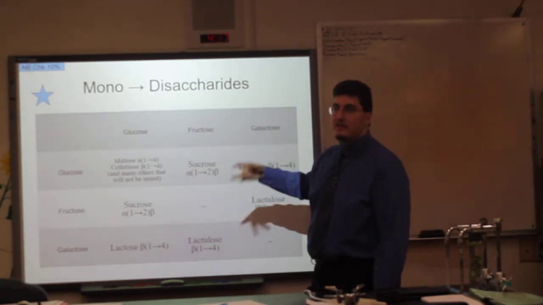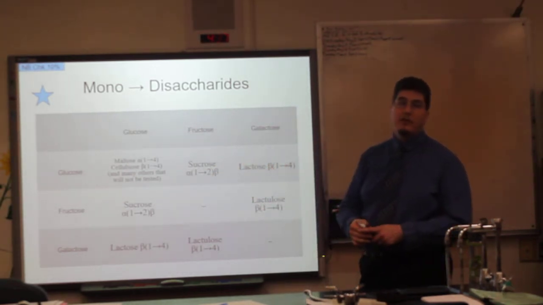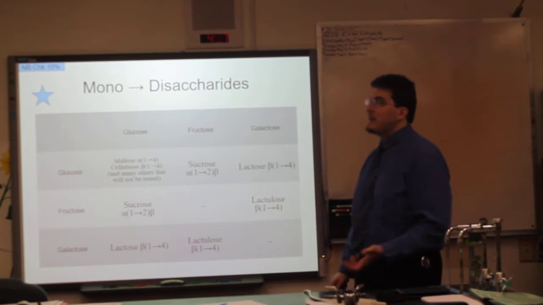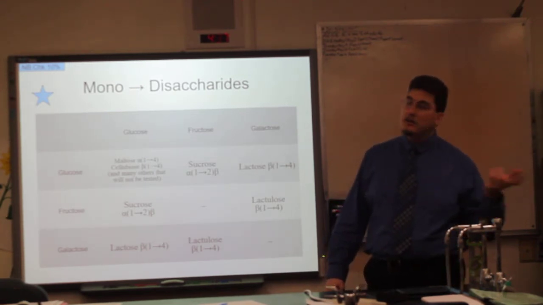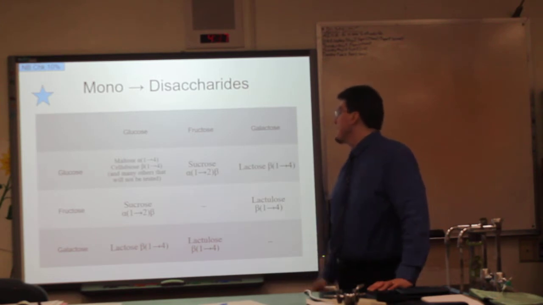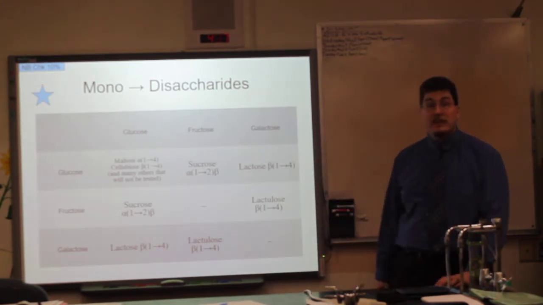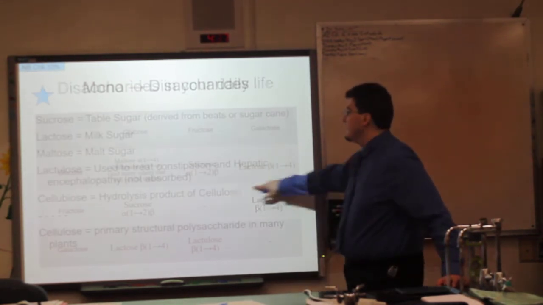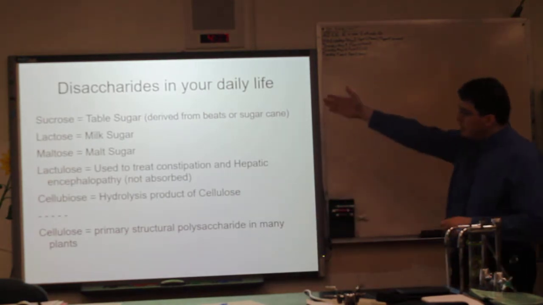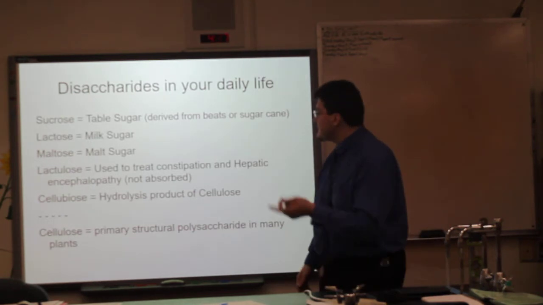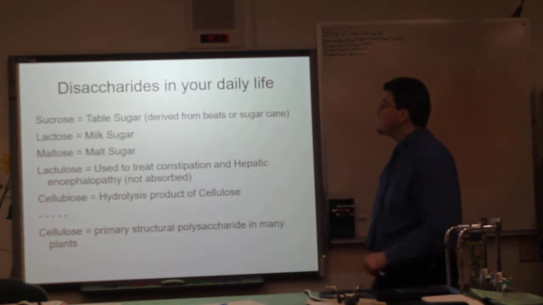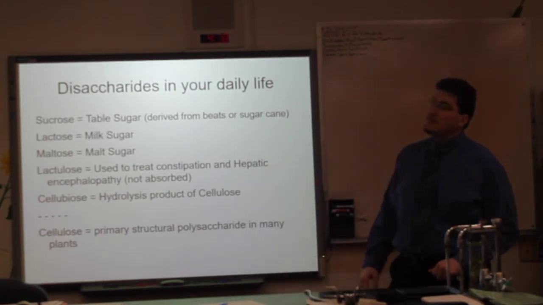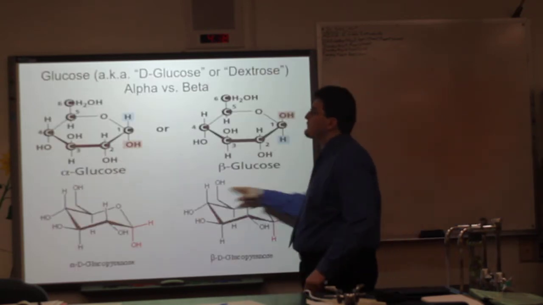So, maltose is malt sugar, so a malt beverage, for example. Cellobiose is a breakdown product of cellulose, so what you would get when a rabbit is trying to digest its meal. Sucrose is table sugar, lactose is milk sugar, and lactulose is a diuretic, as in it makes you poop, like really badly, like a lot. So, table sugar, milk sugar, malt sugar. Lactulose is used to treat constipation and hepatic encephalopathy because it is not absorbed. Cellobiose is a hydrolysis product of cellulose. Cellulose is the primary structural polysaccharide in many plants. We'll get there.